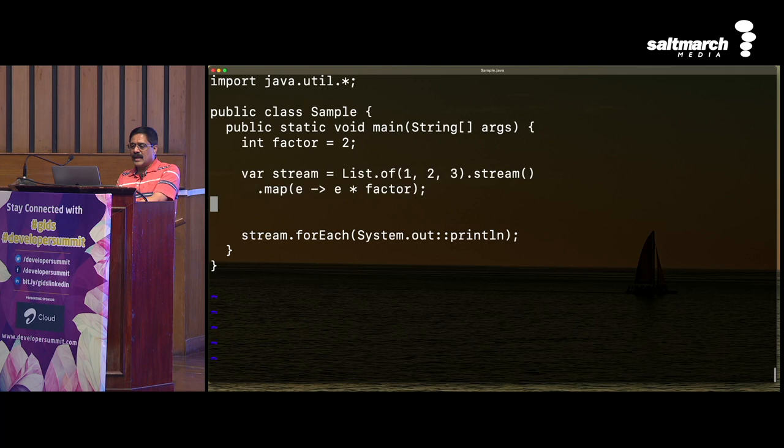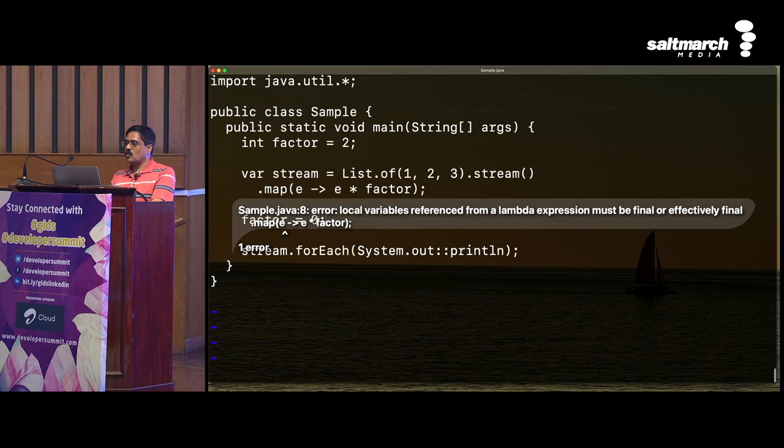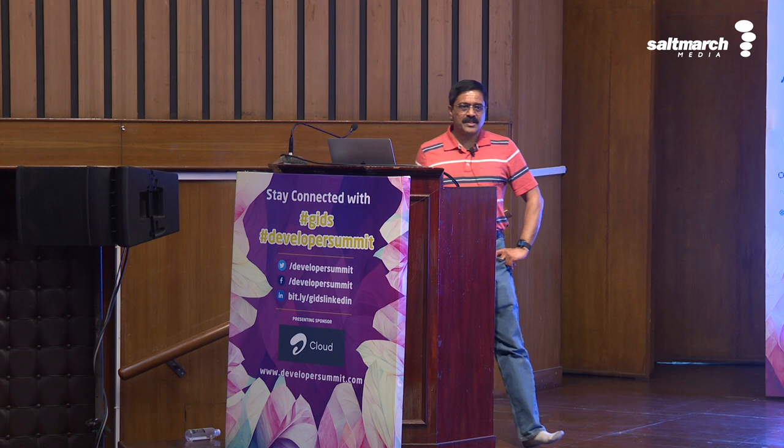But here, I say factor equal to 0. First of all, when I try to do this, the compiler says it will not work. What does it say? Local variable referenced from a lambda expression must be final or effectively final. So what is the Java compiler saying? The Java compiler says, don't do it, right?